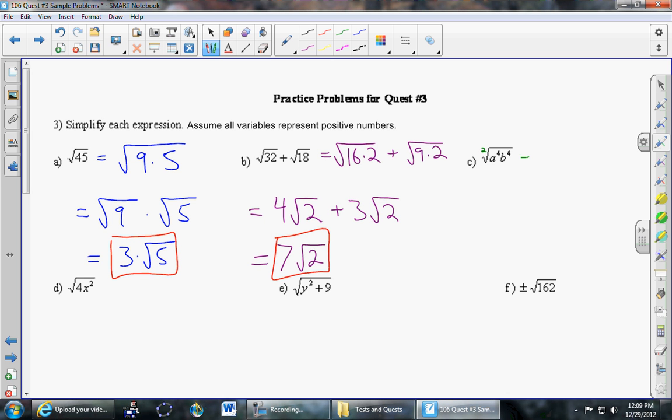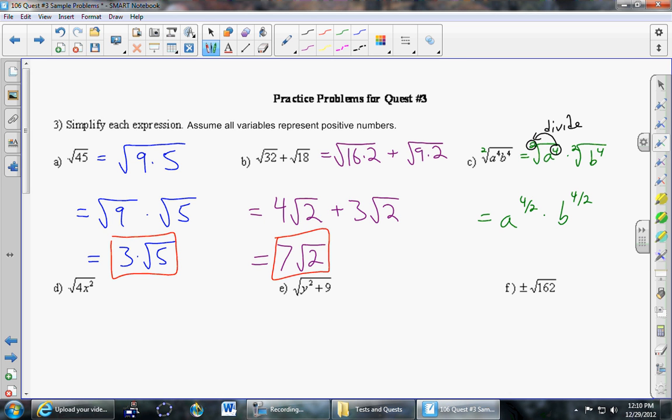So first, if we wanted to, we could split this into 2 radicals, just like we did before. And one nice property of radicals is that when you have a power inside, you get to divide that number by the index. That's how radicals work when you have a power. So our answer here is a to the 4 halves times b to the 4 halves.